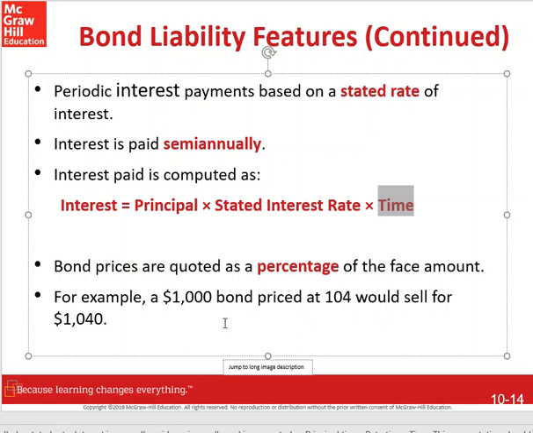Hopefully you're catching on to that. The simple way, if we have $1,000 face value bonds, is just add a zero. If I say it's selling for 104, just add a zero, and now it's 1,040 in terms of dollars. So that's the simple way.